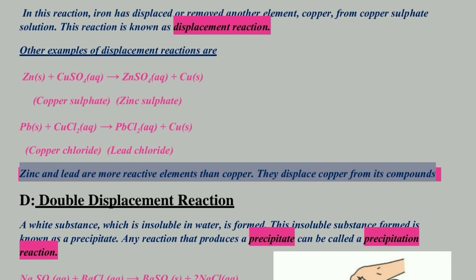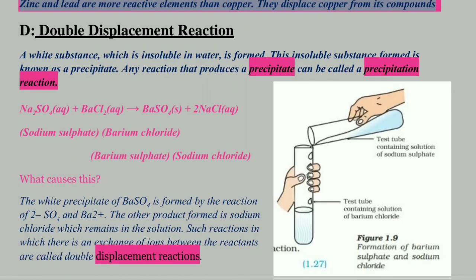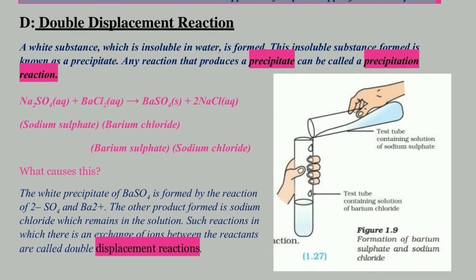Now, double displacement reaction. A white substance which is insoluble in water is formed. This insoluble substance formed is known as a precipitate. Any reaction that produces a precipitate can be called a precipitation reaction. So here we can see that Na2SO4 in the aqueous form plus BaCl2, also in the aqueous form, gives BaSO4 plus 2NaCl.